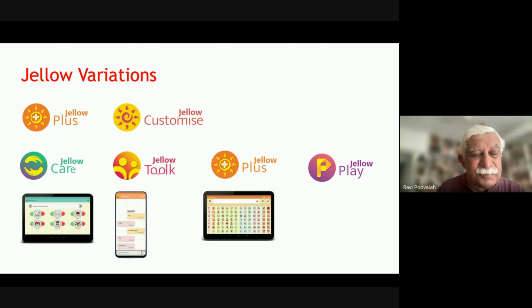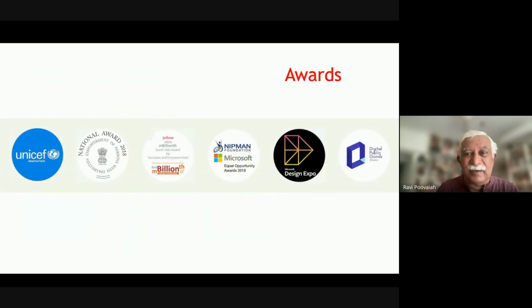Jello Talk helps you rehearse your talk, and also helps you record conversations, and you can play them back. So it has text to speech and speech to text conversion. And Jello Plus is for when the child grows up and is able to form his own sentences and can make use of it. So these are the different variations of it.